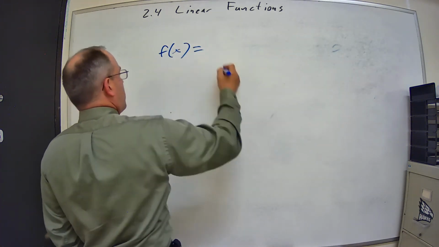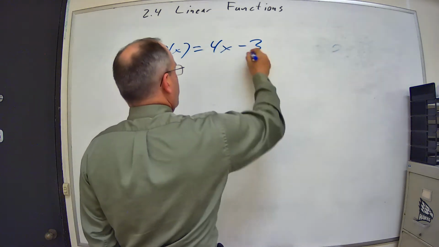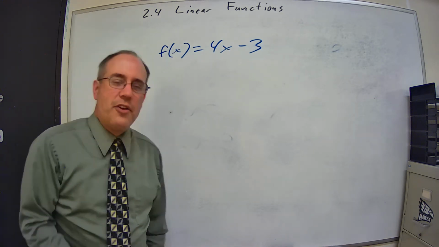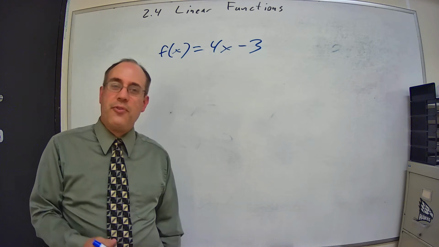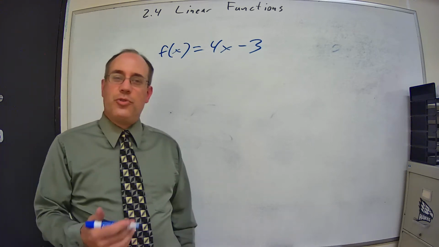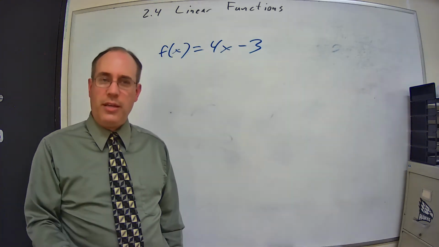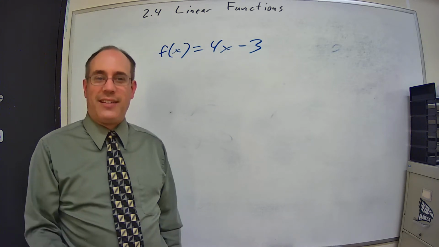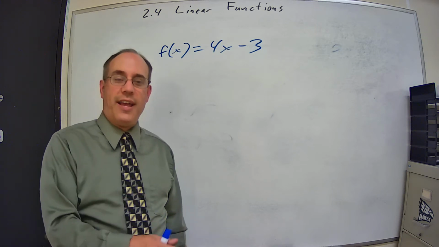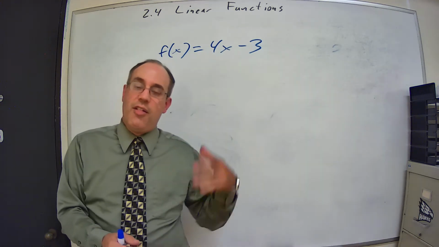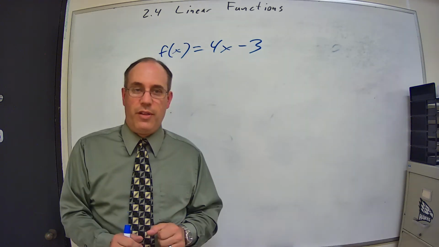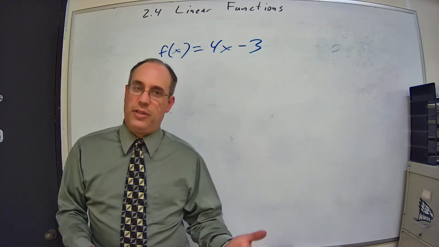f of x is equal to 4x minus 3. We want to find the intercepts, the y-intercept and the x-intercept. You'd think we would say x-intercept and y-intercept, but we generally say y-intercept first because y is usually what we find first, by plugging 0 in for x. Then we go the opposite direction to find the x-intercept by plugging 0 in for y. The y-intercept comes from setting your input to 0, and the x-intercept comes from setting your output to 0.